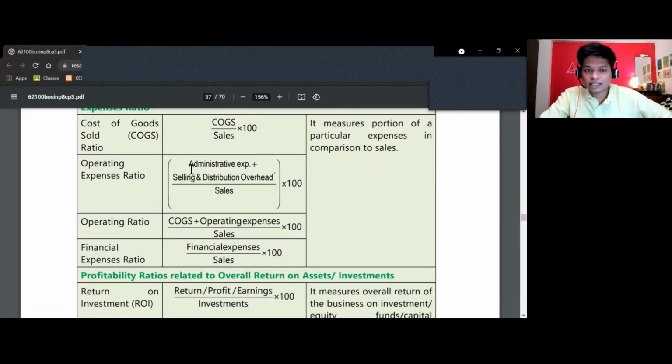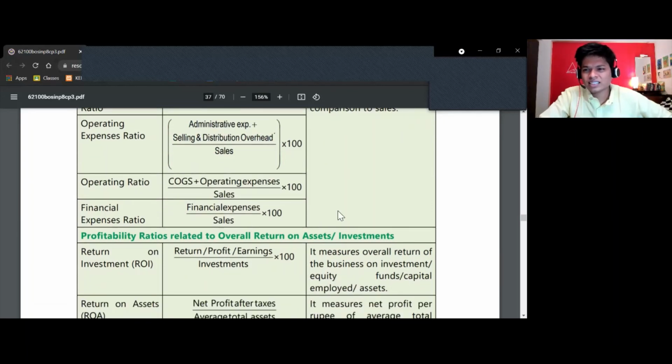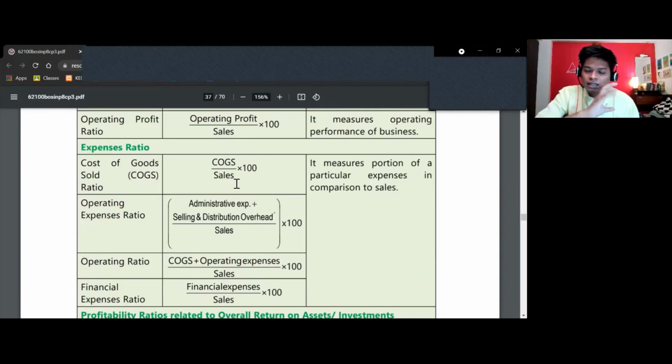Operating expenses is admin expenses plus selling, general and overhead, divided by sales. Operating ratio, there can be thousands of ratios. These are just one or two ratios that are given over here, but just remember the logic of these things.